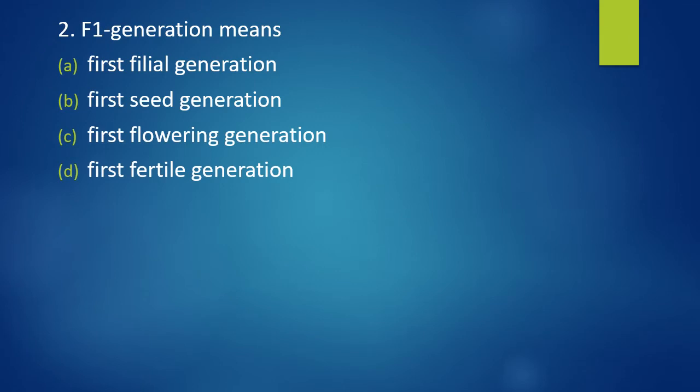Question number 2. F1 generation means first filial generation, first seed generation, first flowering generation, or option D, first fertile generation. F1 generation means. The correct answer is option A. It means the first filial generation.